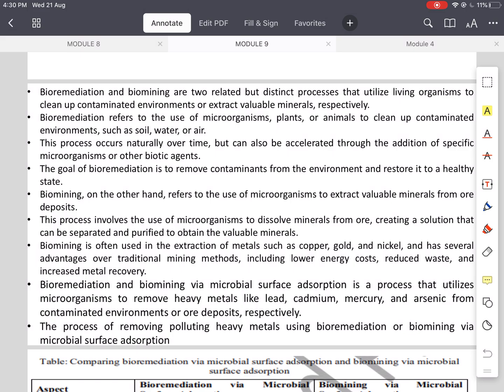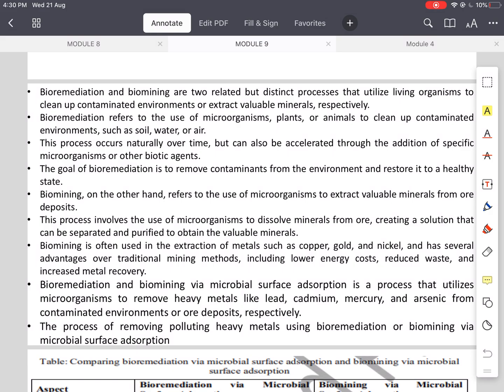Biomining is a similar process, but it is contrary to it. It uses microorganisms to extract or obtain valuable minerals from mines or ore deposits. This process involves the use of microorganisms to dissolve minerals from ore, creating a solution that can be separated and purified to obtain the valuable minerals. Biomining is often used in the extraction of metals such as gold, copper, nickel and many others. Using a traditional process is basically a disadvantage. Using this, it is more cost effective.